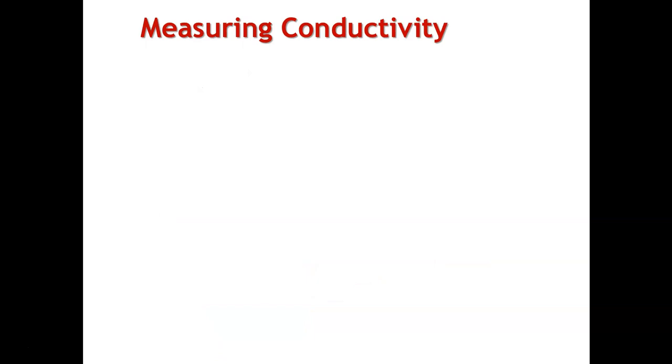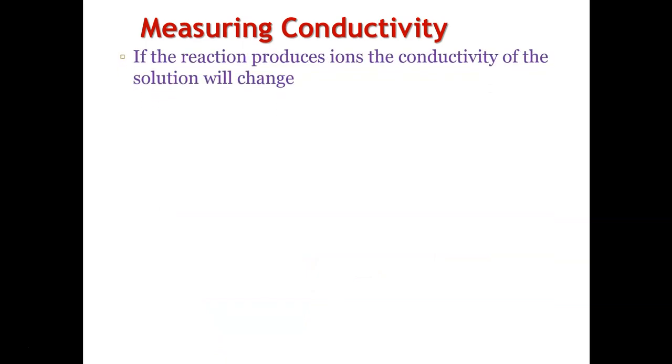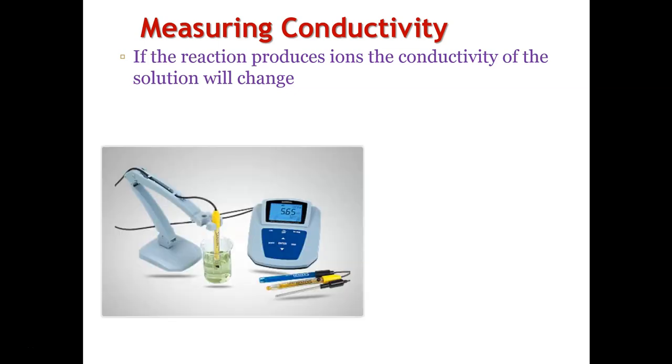So how do we measure conductivity? Okay, so if the reaction produces ions, the conductivity of the solution will change. And we can measure that. We know that there's a relationship between ions and conductivity. It's the ions that allow conductivity to take place. And we could use something like a conductivity meter. There's many different varieties of that. If you didn't have access to a conductivity probe, you could set up a simple circuit across the solution, and you could measure the conductivity using a multimeter or such apparatus or tool.